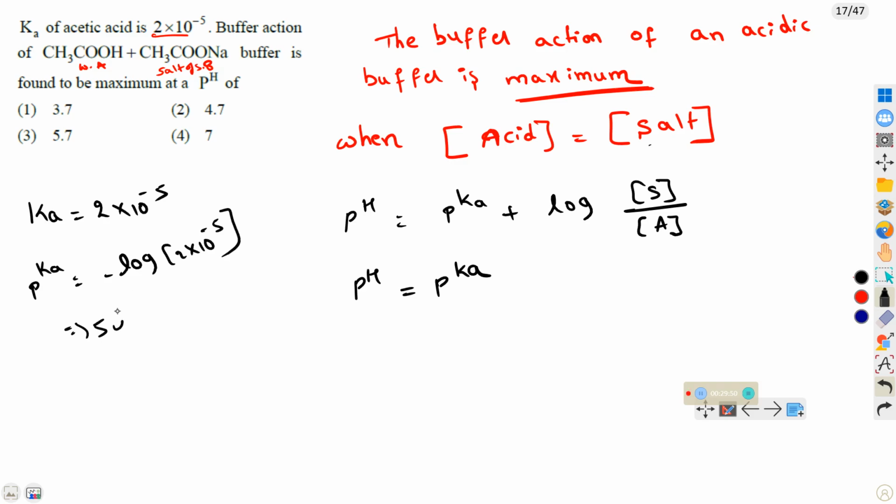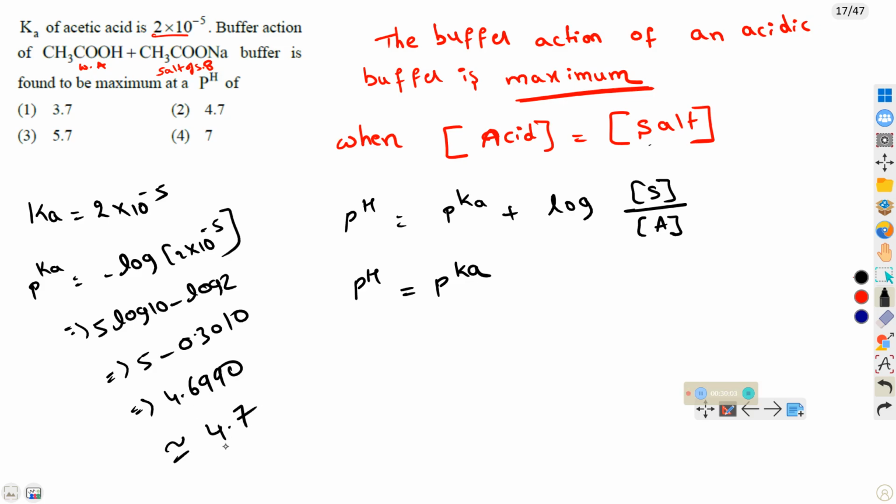5 log 10 minus log 2. 5 minus log 2, value 0.3010, gives 4.6990, nearly equal to 4.7. Based on this, second option is correct. Buffer is found to be maximum if acid concentration is equal to salt concentration, then acidic buffer is found to be maximum.